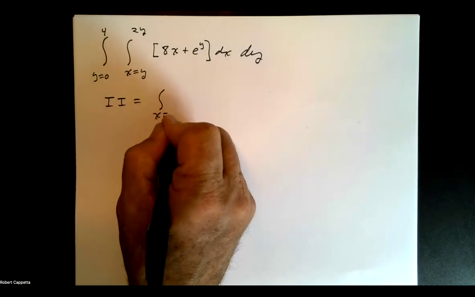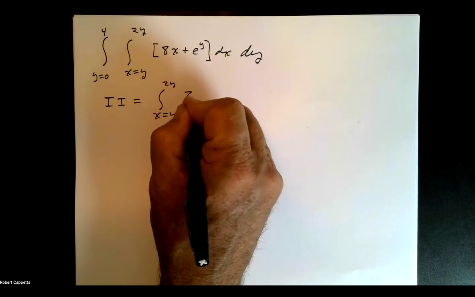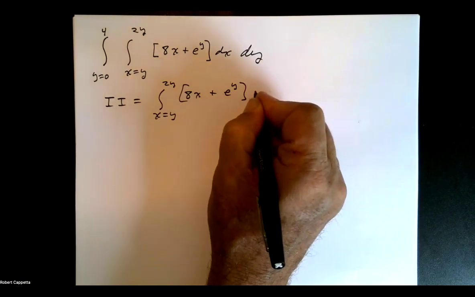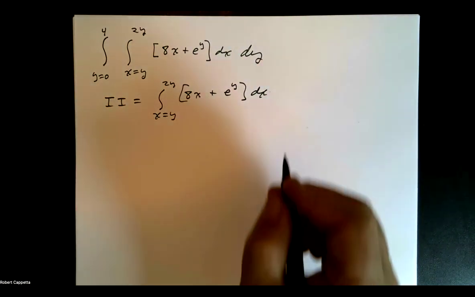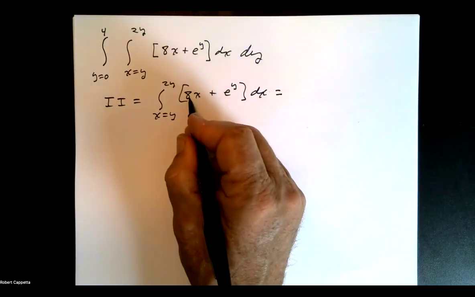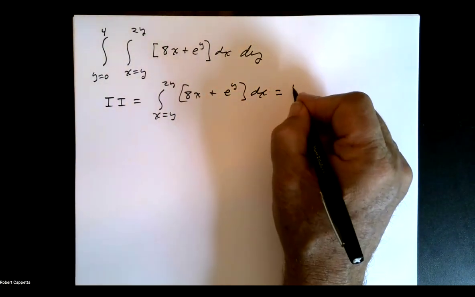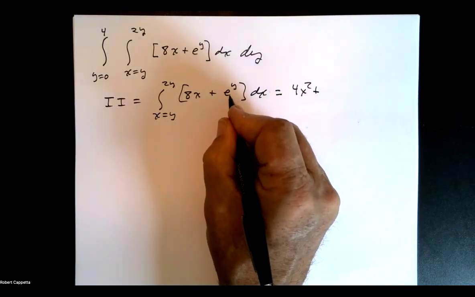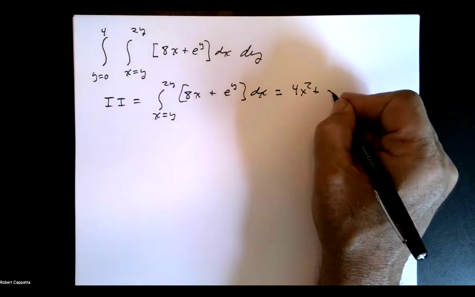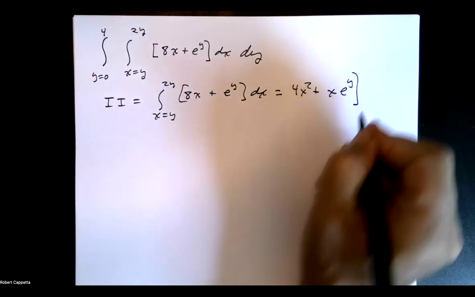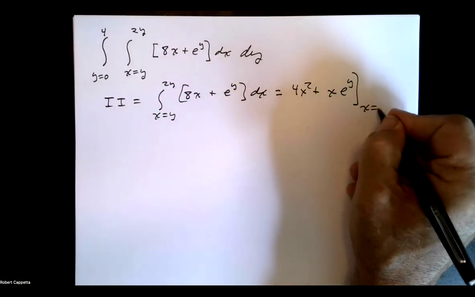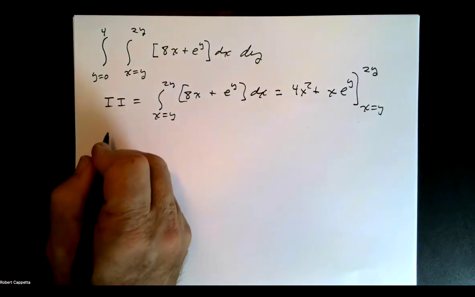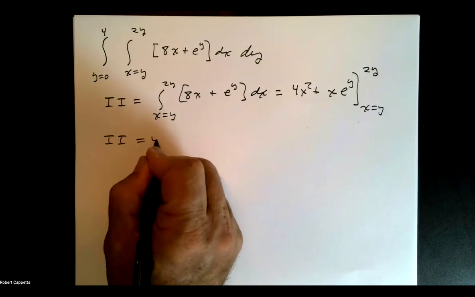In which x goes from y to 2y, of 8x plus e to the y dx. And remember, x is perceived as the variable here. So if I integrate 8x, that would be 8 times x squared over 2, or 4x squared. e to the y is perceived as a constant. The integral of a constant will be that constant times x. It'll be plus x times e to the y, evaluated as x ranges from y to 2y.